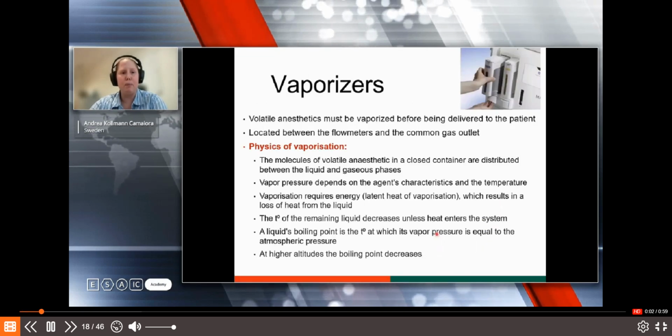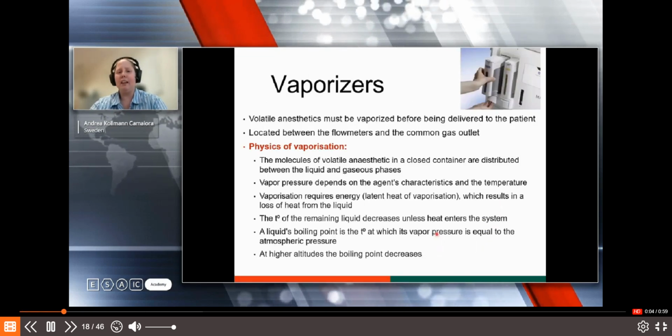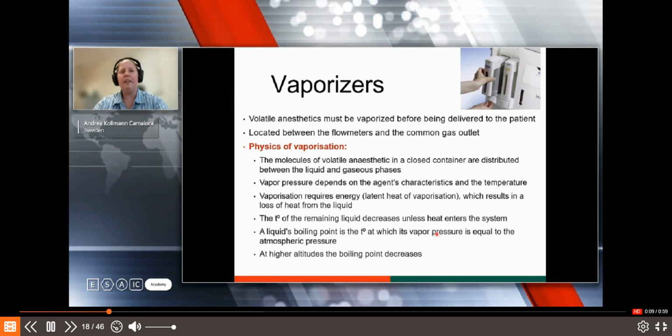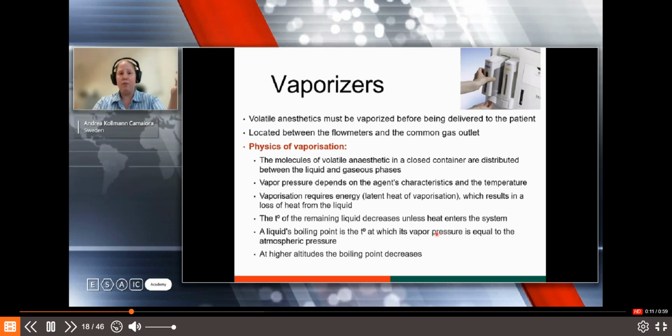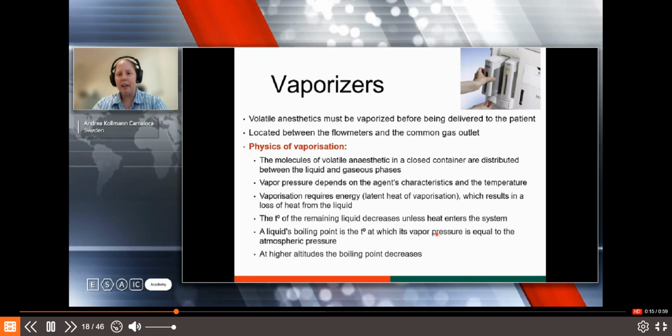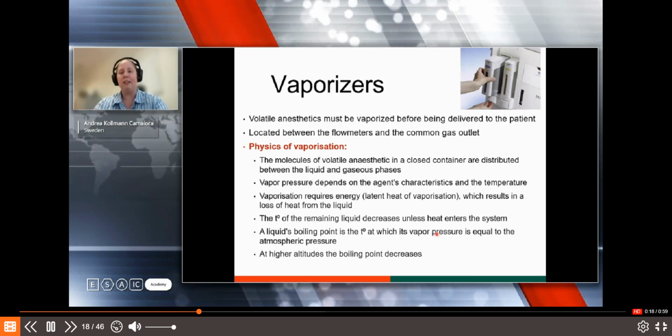Now we're going to move into vaporizers. So the volatile anesthetics must be vaporized before being delivered to the patient. And the vaporizers are located between the flow meters and the common gas outlet. And during the inhaled anesthetics lecture, you're going to learn more about the gases.